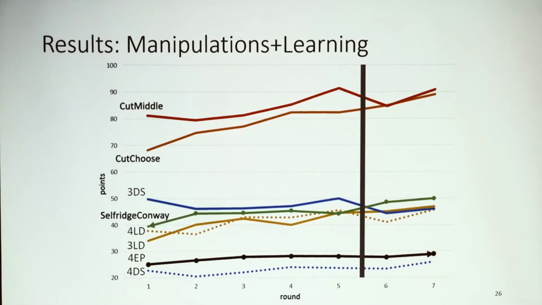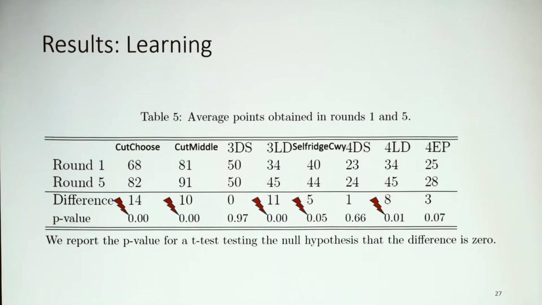Then we look at the learning over time. So here you see that players actually get a higher payoff over time. And this is because they learn their opponent's preferences. And they actually get all the learning even before they see the preferences. The quality of learning is not always increasing because they make mistakes. But in general, there's evidence of successful learning in cut and choose, in cut middle, Selfridge Conway, and some other procedures.